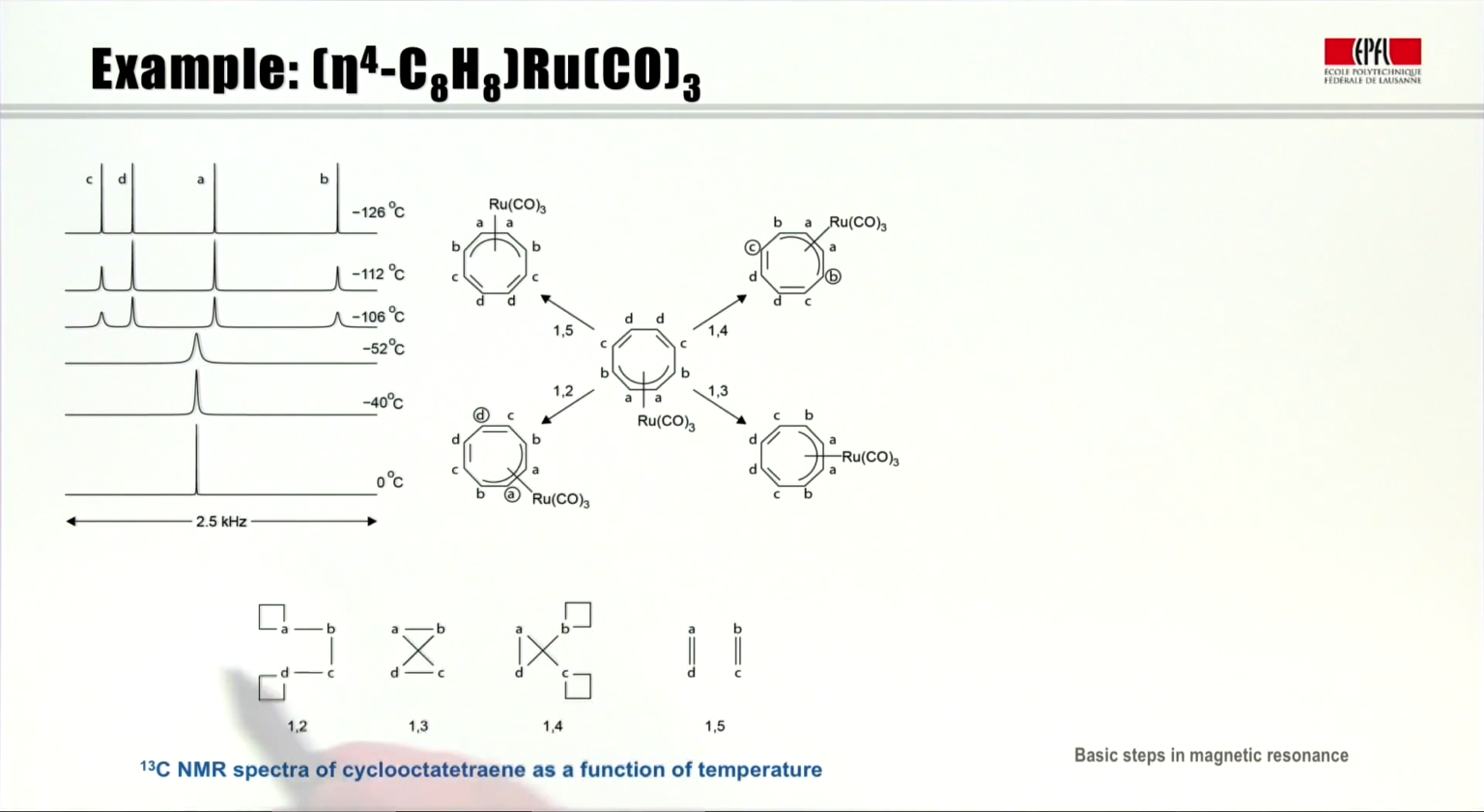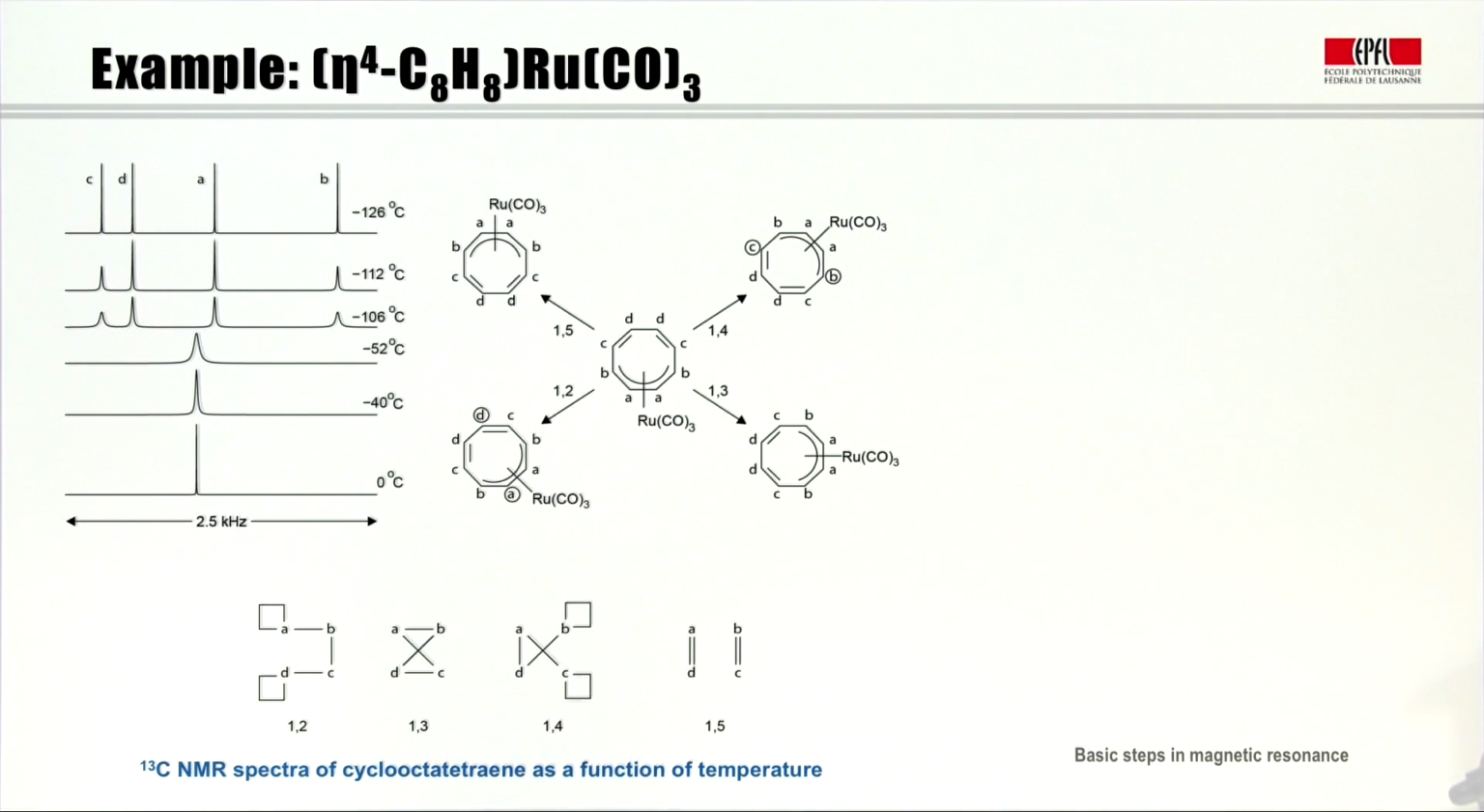And in doing so, at high temperature we have a single line in carbon-13, but as the temperature is decreased it splits up into a manifold, and you can see that again we can draw topological diagrams which show the exchange rate between these 4 different forms.